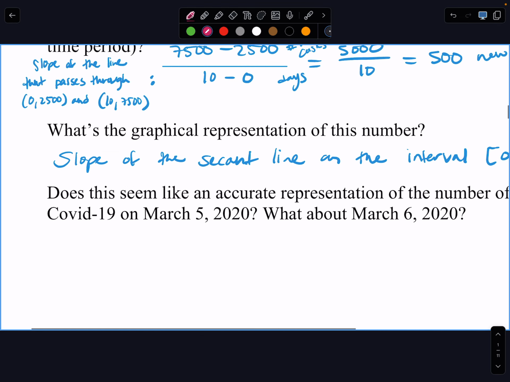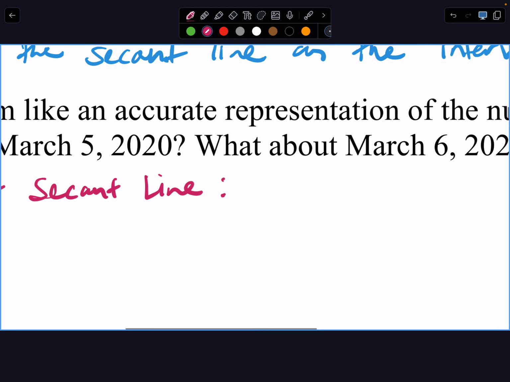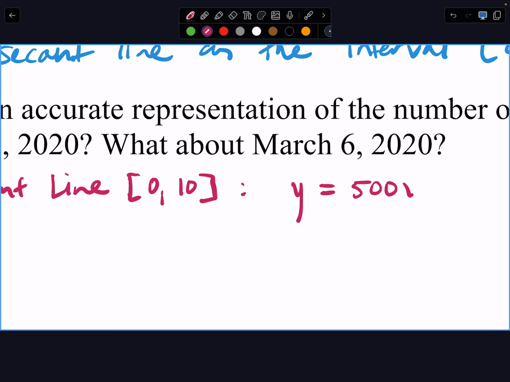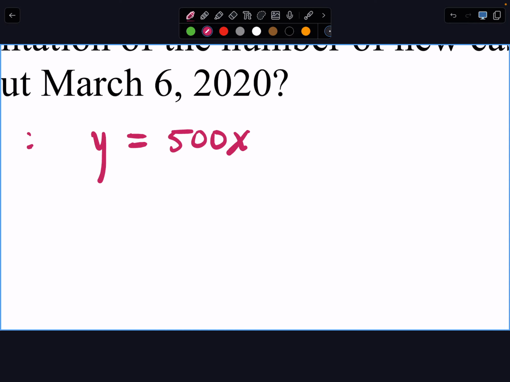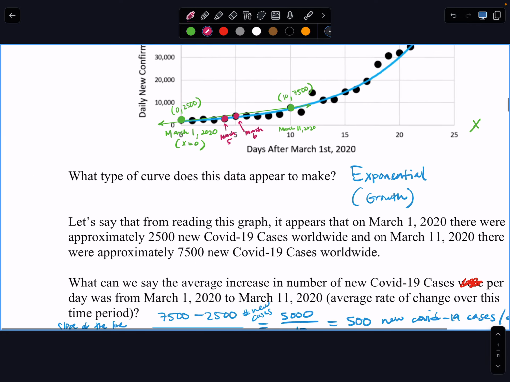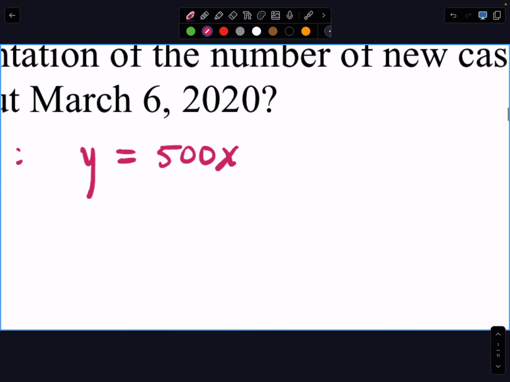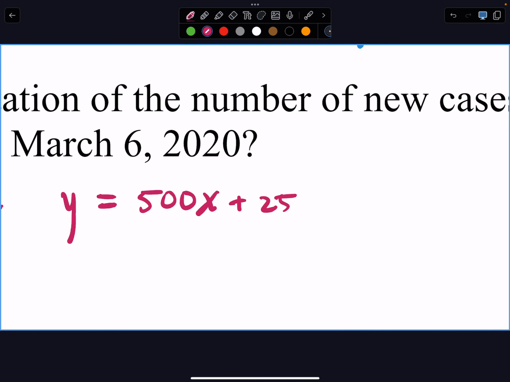On that interval. Okay, so if we were coming up with the equation of the secant line, we've already come up with the slope, right? And this is on the interval from 0 to 10. So the slope was 500. What's the y-intercept? Read the graph, guys. What's the y-intercept? Yeah, b would be 2,500. We can see what the y-intercept is in this case. So b would be 2,500.